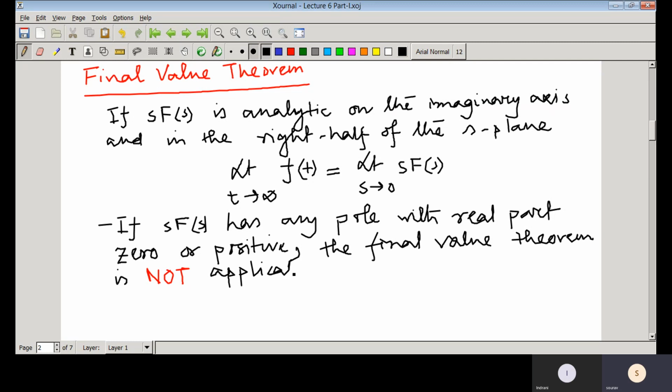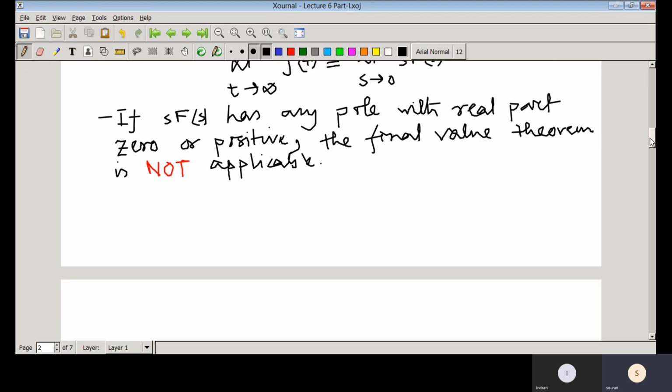So this is very important. Just now we'll see some examples, and from there you will see that if you blindly apply the final value theorem, it gives you some result, but those results are not correct. So let us see some examples.